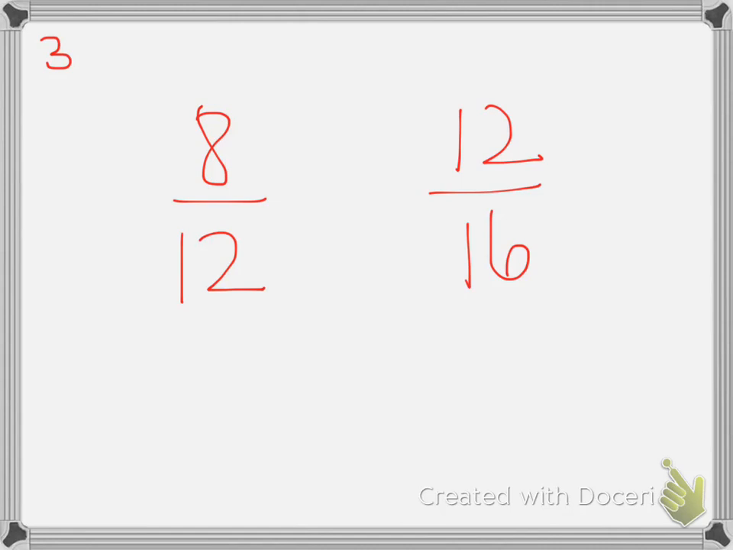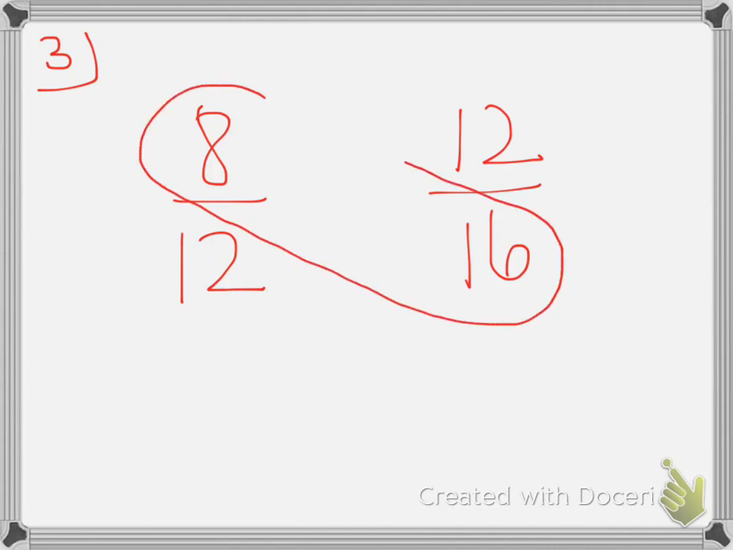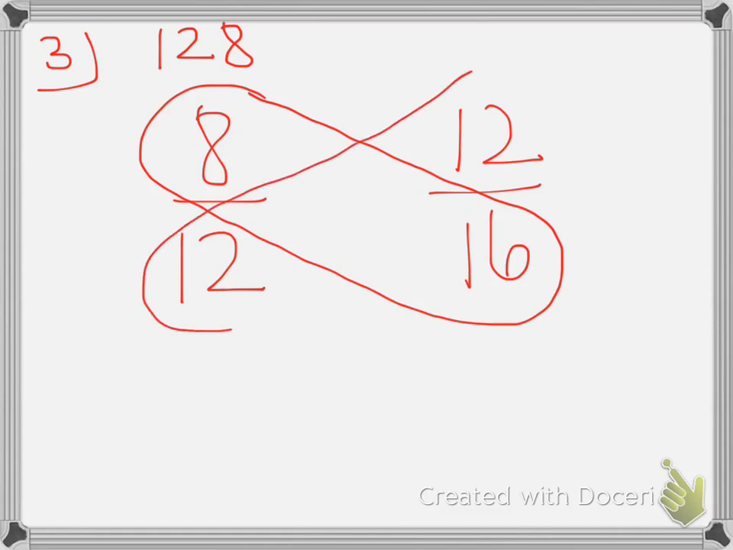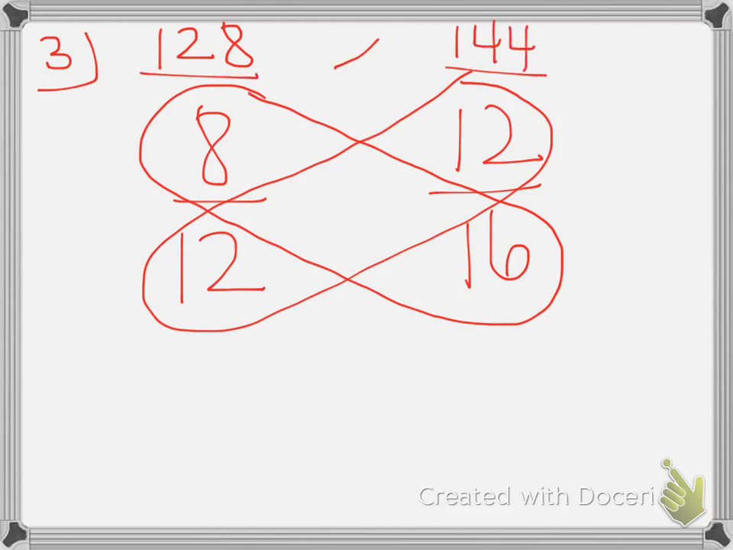Here's number 3. We have 8/12 and 12/16. Again, use the cross products. So you're going to start at the 8, multiply it by 16. 8 times 16. If you need a calculator, feel free, or do some scratch work. But your answer is 128. And then you multiply these. 12 times 12 equals 144. So I compare 128 to 144. That's bigger, therefore that fraction is bigger.